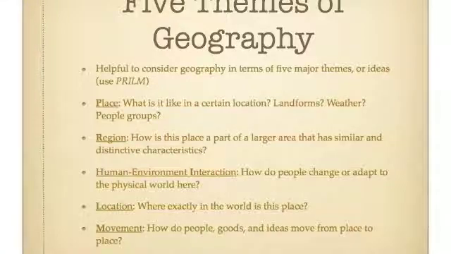Region. How is this place that we're studying a part of the larger area that has similar and distinctive characteristics? Human environment interaction. I know that's confusing because that's I, but it stands for human environment interaction. Regardless, this theme addresses how do people change, how do people adapt to the physical world. The fourth theme is location. Where exactly in the world is this place? And for that, we'll discuss absolute location, latitude, longitude. And lastly, the fifth theme, movement. How do people, goods, and ideas move from place to place?